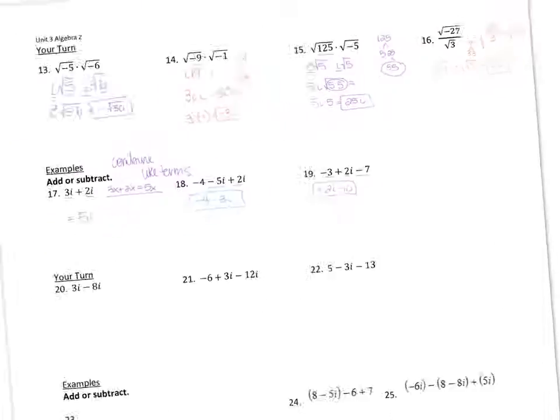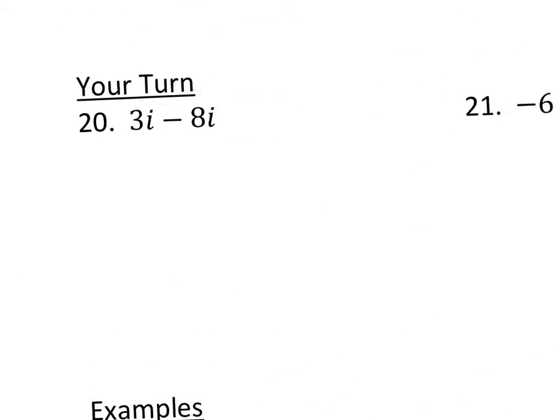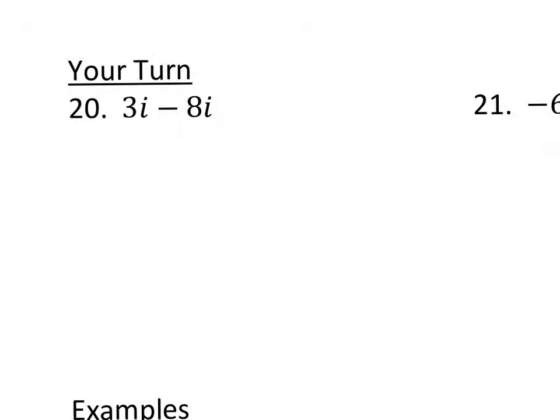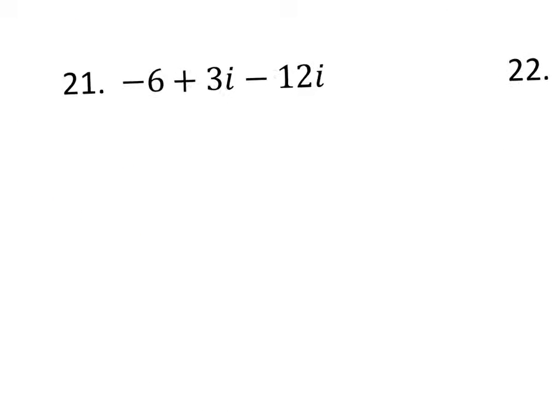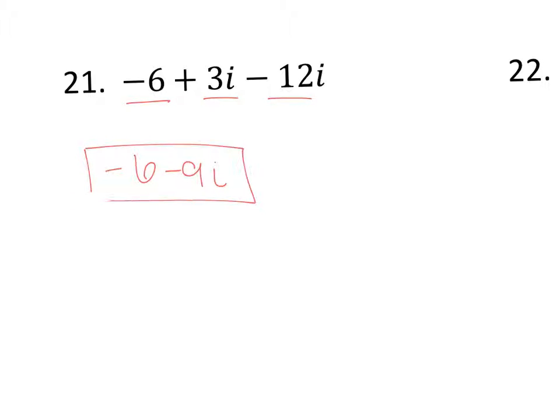What about if we go on to number 20? Number 20 is 3i minus 8i. Okay, well, I can combine them. 3 minus 8 is going to be negative 5i. What about number 21? Number 21, there's two things I can combine, which is 3i and negative 12i, but 6 I can't combine with anything. So I'm going to keep my negative 6. And a positive 3i minus a 12i is going to give me a negative 9i. That's the most I can reduce it.